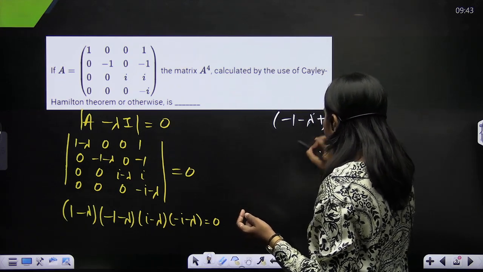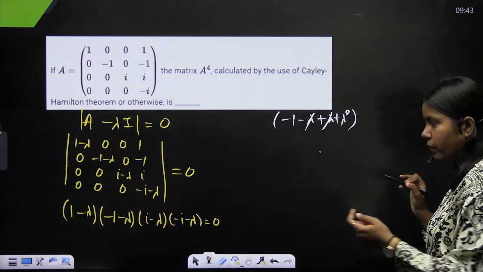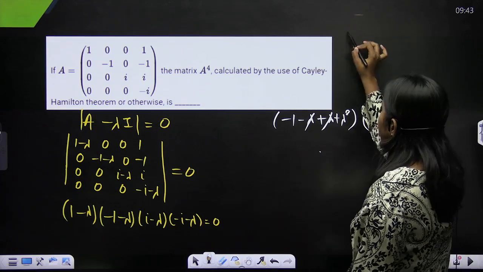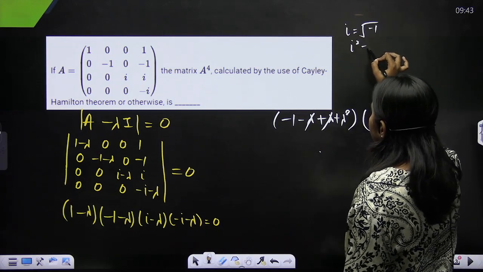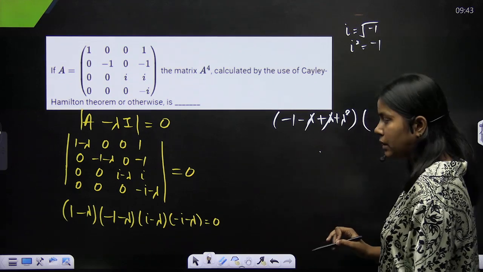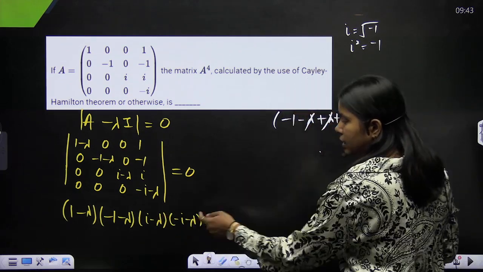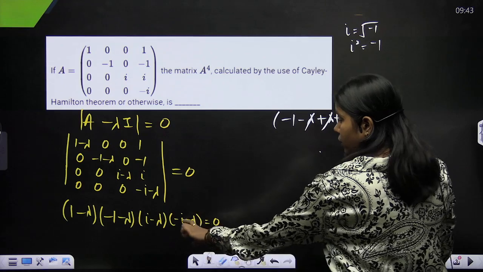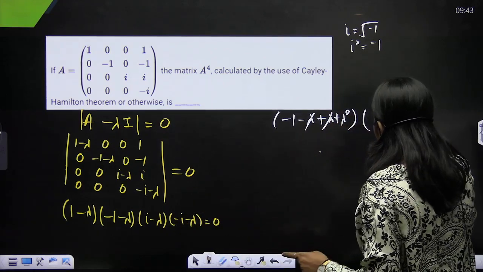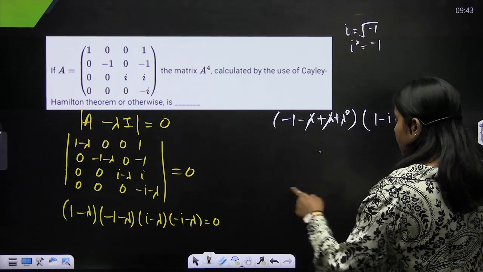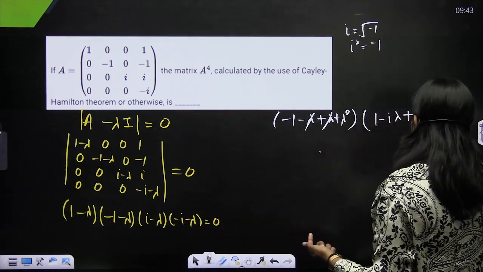What would I get? Lambda gets cancelled, minus 1 plus lambda square. Similarly for the next one, iota is what? Iota is square root of minus 1. If I do iota square, that would be minus 1. So I'm doing the same thing here. Iota gets multiplied with this one. Iota into minus iota, iota square is minus 1. Minus of minus, we'll get plus. Minus iota lambda, and minus plus iota lambda.